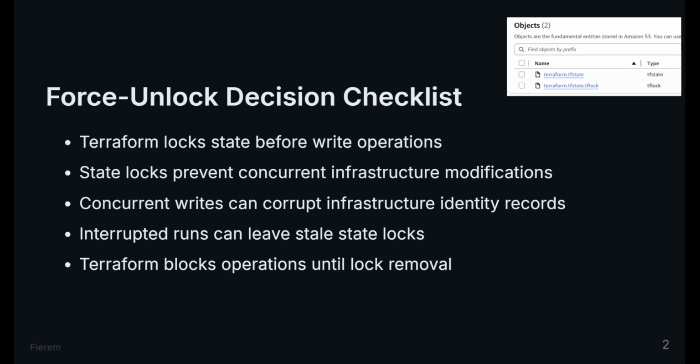A stale lock appears when a run crashes, loses network connectivity, or terminates before Terraform releases the lock normally. The next Terraform operation sees the lock and refuses to continue.